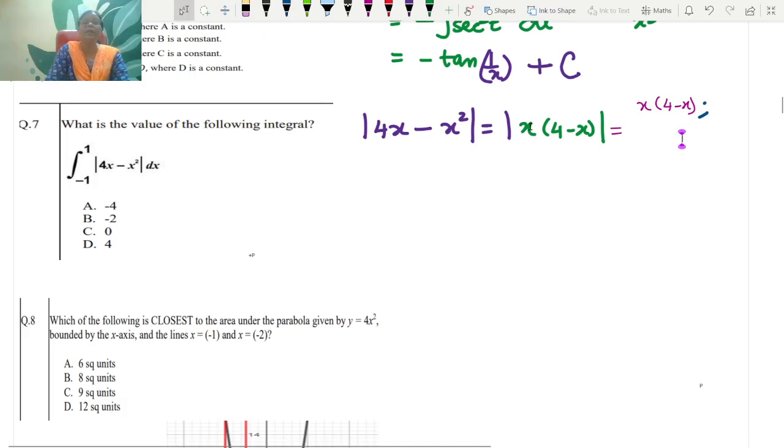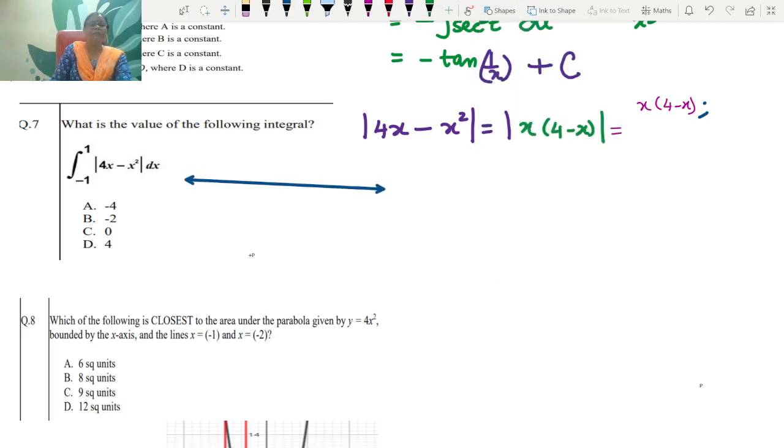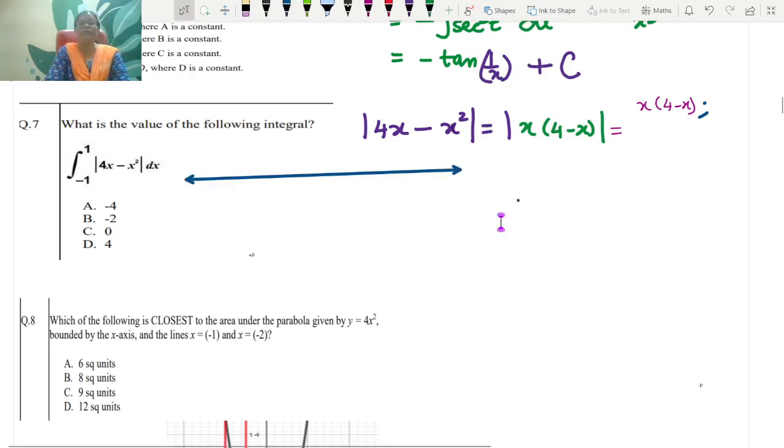Where will we find this? The best way to find it is to make use of a number line. I'll make this number line here, and I'll be marking the zeros of this polynomial 4x minus x square. What are these zeros? 0 and 4. So let us mark it: one is 0 and one is 4. As per this information, this function will be positive if x lies between minus infinity to 0 and 4 to infinity.